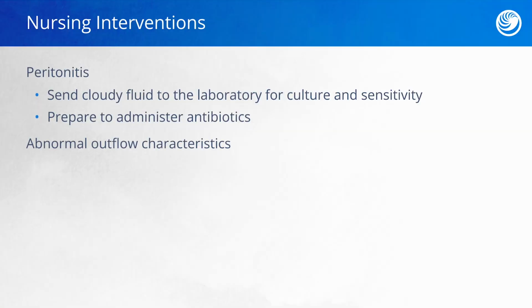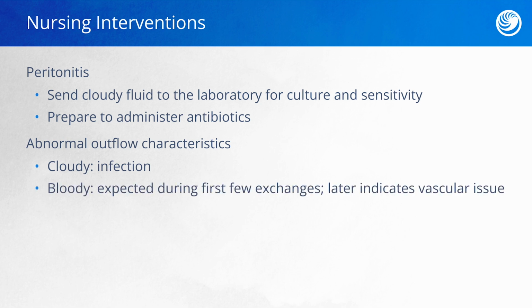Again, we're looking at abnormal outflow characteristics. Is it cloudy? Again, big sign for infection. Is it bloody? Again, in the very beginning, expected during the first few exchanges, but later indicates more of a vascular issue. If there is a fecal brown color, there could be a good indication that there's intestinal perforation happening. Again, alert that healthcare provider.